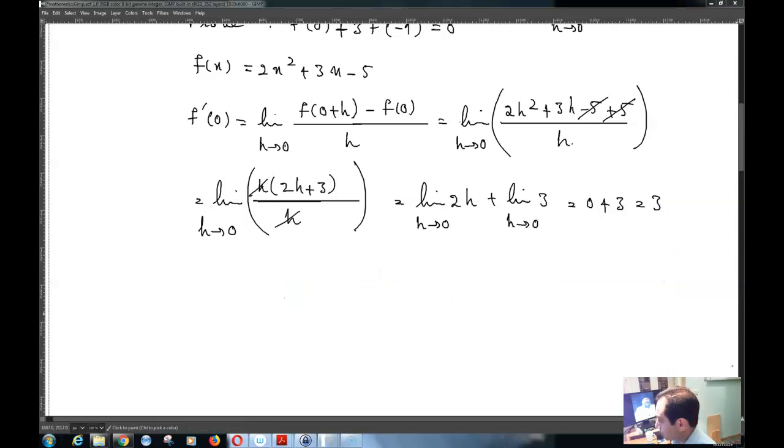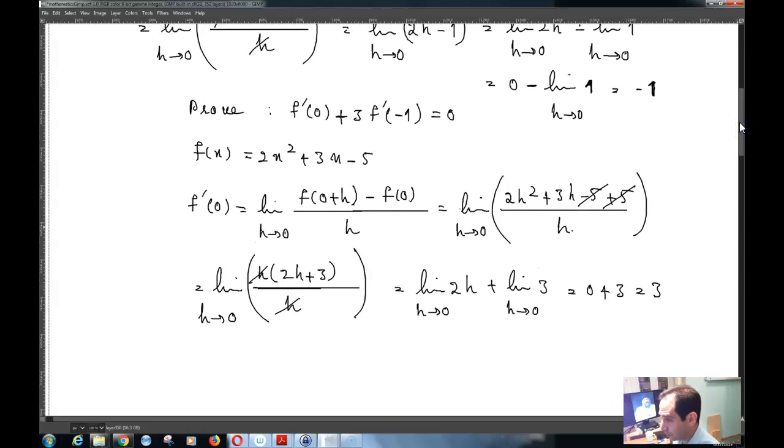Now basically over here we found that f prime of -1 was, I don't remember what that was.